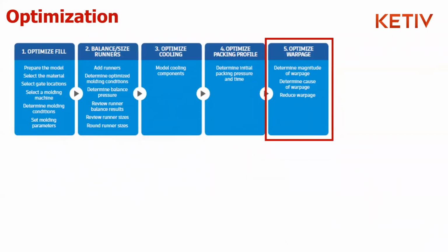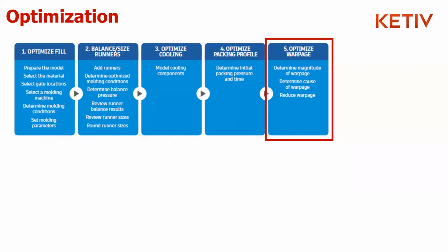Now, again, when we talk about optimization in Moldflow and optimization of your injection molding process, you can optimize throughout the process, right? You can optimize the fill process, the runner balancing, or the runners. You can optimize the cooling part of it. You can optimize the packing profile, and you can optimize the warpage part of it.